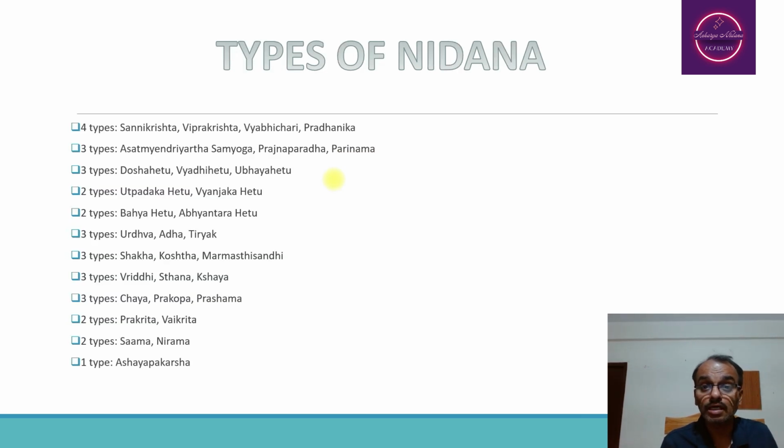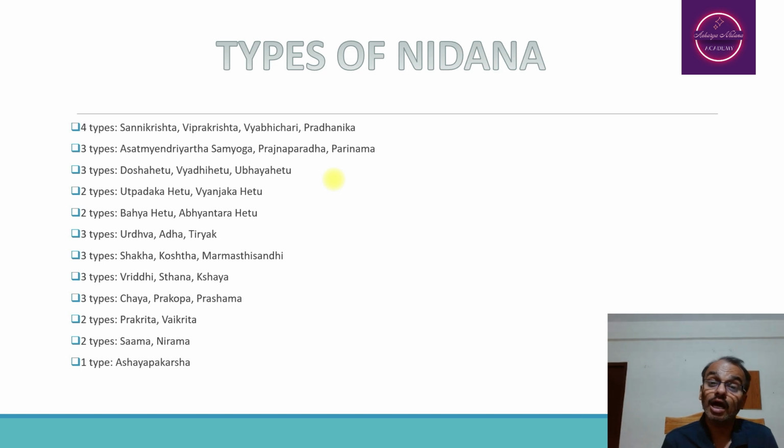Regarding the types of Nidana, Madhukosha on Madhava Nidana, first chapter, 5th shloka, mentions 4 types of Nidana: Sannikrishta, Viprakrishta, Vyabhichari and Pradhanika Hetu. 3 types: Asatmendriyartha Sanyoga, Prajnaparada, Parinama. 3 types: Dosha Hetu, Vyadhi Hetu and Ubhaya Hetu. 2 types: Utpadaka Hetu and Vyanjaka Hetu. 2 types: Bahya Hetu and Abhyantara Hetu.